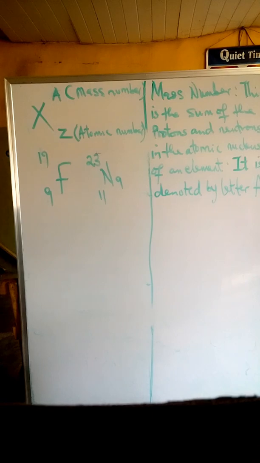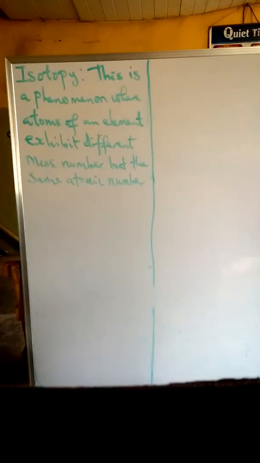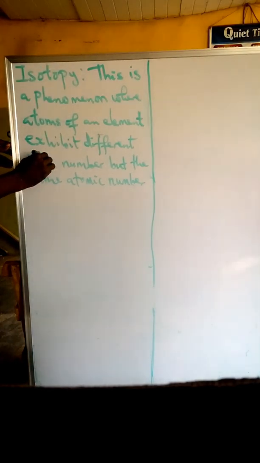What is isotopy? This is a phenomenon where atoms of an element exhibit different mass numbers but the same atomic number. Atoms of the same element having different mass numbers but the same atomic number. This is what we refer to as isotopy.